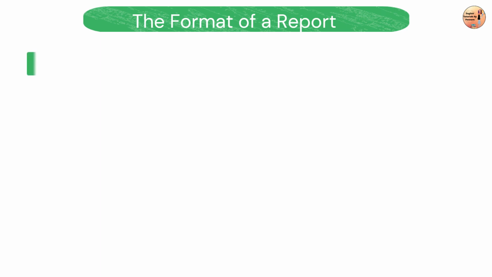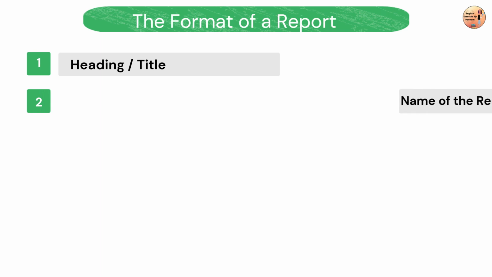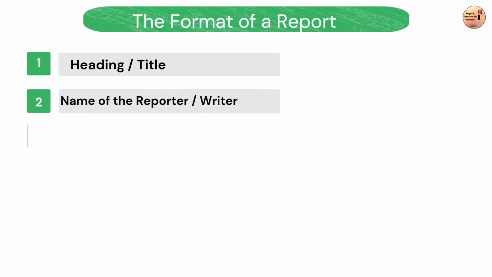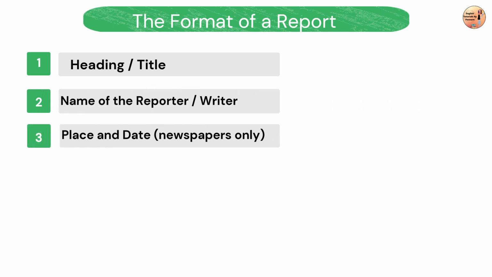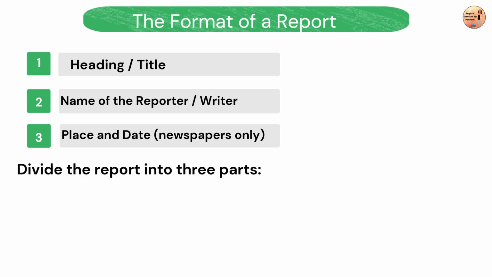Now let's focus on the basic format of report writing. It includes a heading or a catchy title, followed by the name of the reporter or the person writing the report. After that, you will write place and date on the left-hand side corner if you're writing a report for the newspaper. Once these 3 elements are taken care of, you will divide the report into 3 parts.